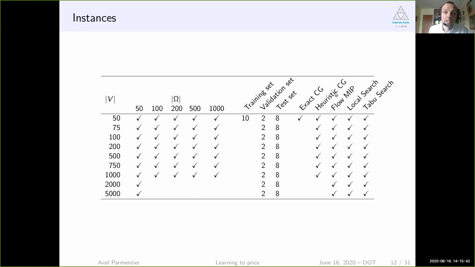And so I used my heuristic column generation where I approximate the pricing subproblem, and the flow MIP where I approximate the master problem directly by a flow problem. As benchmark, I use a local search and a tabu search, because this kind of metaheuristic typically excels on this kind of problem, where finding a feasible solution is easy, but finding a good solution is hard. And so let's go to the numerical results.